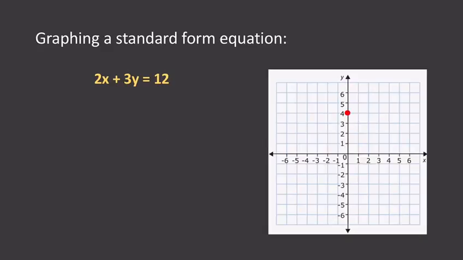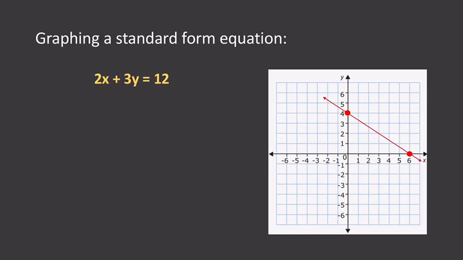The second step is to find the x-intercept, where y is equal to 0. So we're going to substitute 0 for y. 2x + 3 times 0 equals 12. 2x is 12, and hence x is 6. So we have the second point, which is (6, 0). The last step is to use the two intercepts to graph a line.